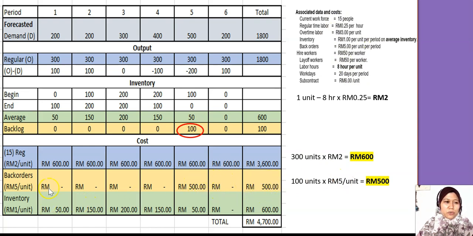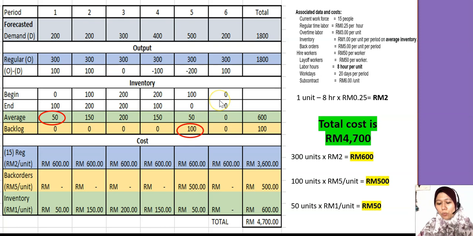And then for inventory, you have to use the average. For example, for this one 50, the inventory cost is RM1, so 50 times RM1, you get RM50, and this one is 150, this one is 200, and so on. So you sum up, you get 600. So you sum the total, so you get 4,700 for example 1.